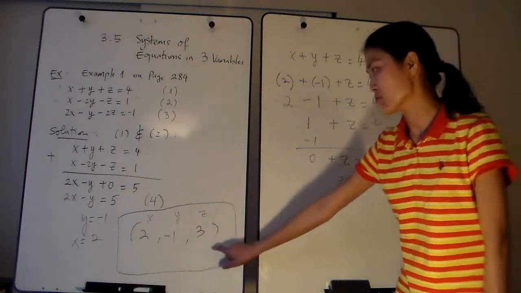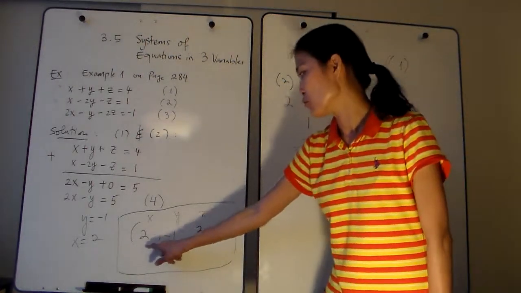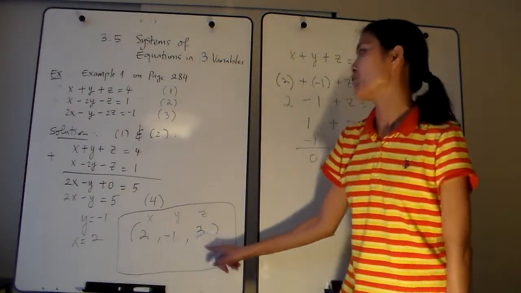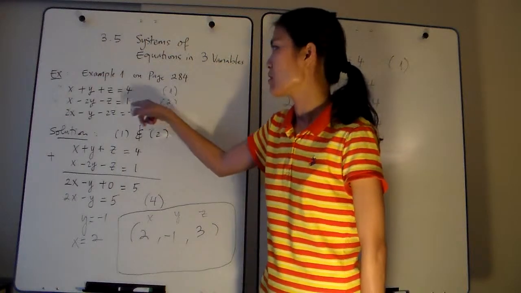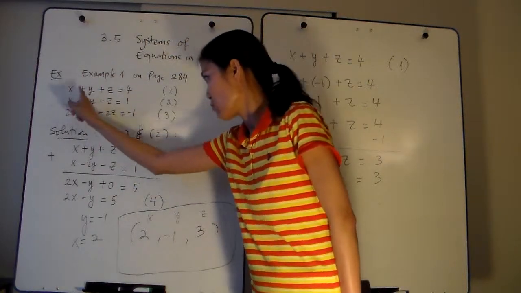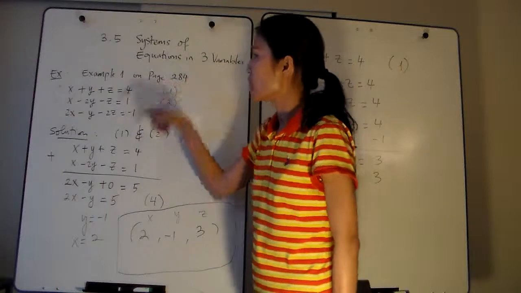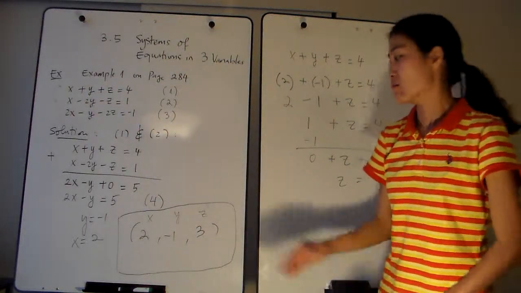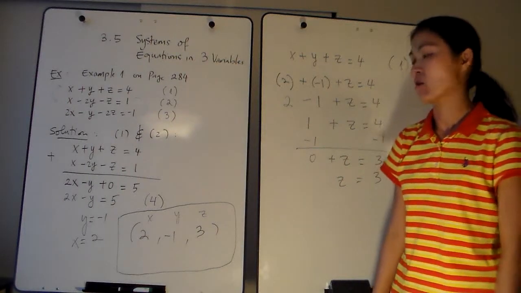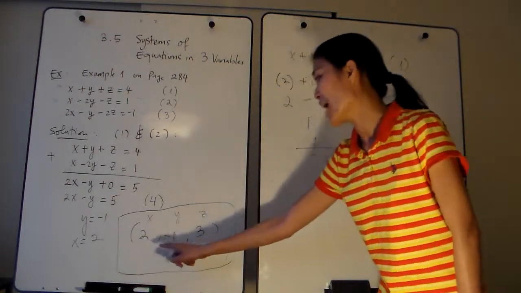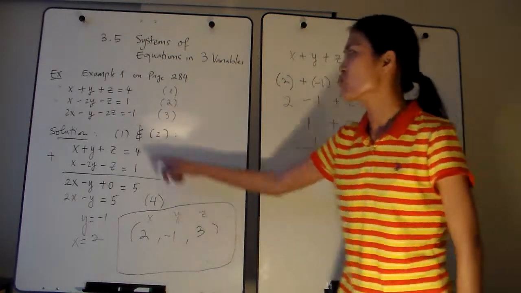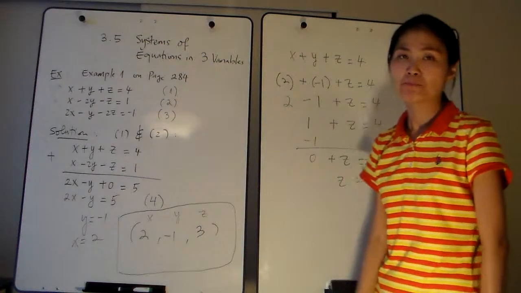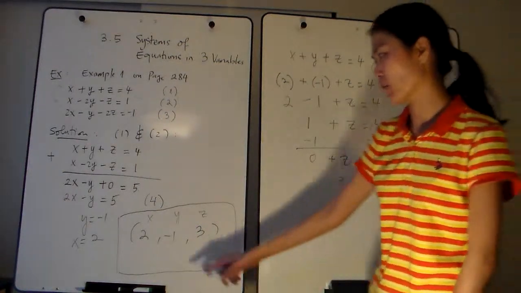And you can check this answer by substituting 2, -1, 3, meaning x equals 2, y equals -1, z equals 3, into any of these 3 equations. As long as after you substitute for x, y, and z, the equation still has the left-hand side equal to the right-hand side, that means the solution you obtained is correct. If you substitute x equals 2, y equals -1, z equals 3 into this equation, and you don't get 4 on the left, that means this solution is not correct. You can check quickly, right?